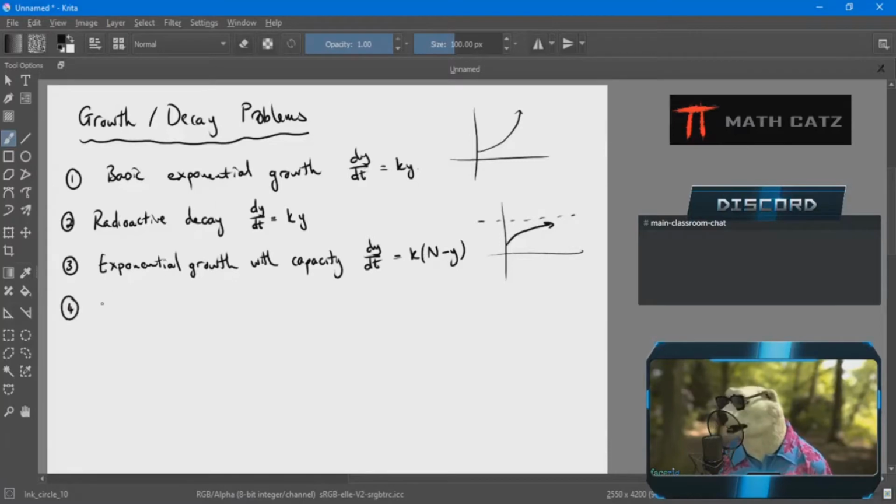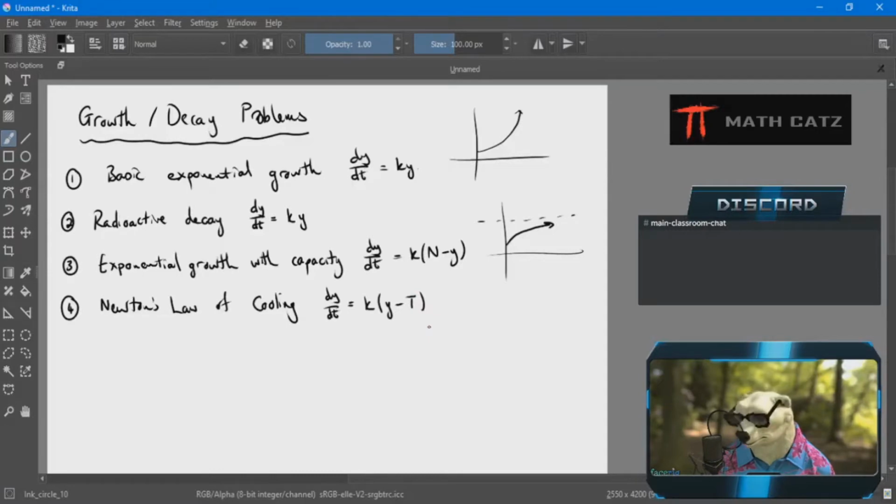Then we looked at another decay situation, you can call it, with Newton's law of cooling, where the temperature changes at a rate proportional to the difference between that and some room temperature, or some ambient temperature, whatever the situation may be. And we looked at turkey cooling down, coffee cooling down, and so on.